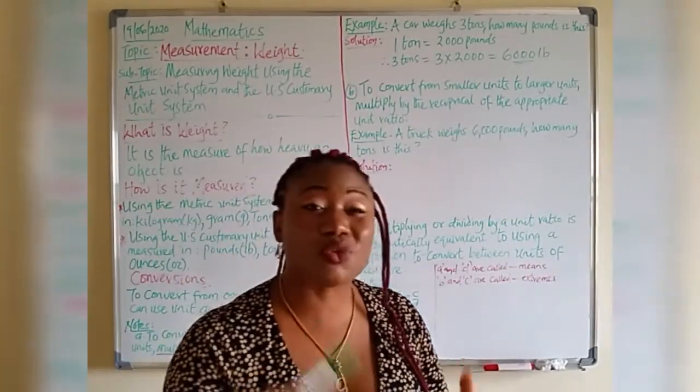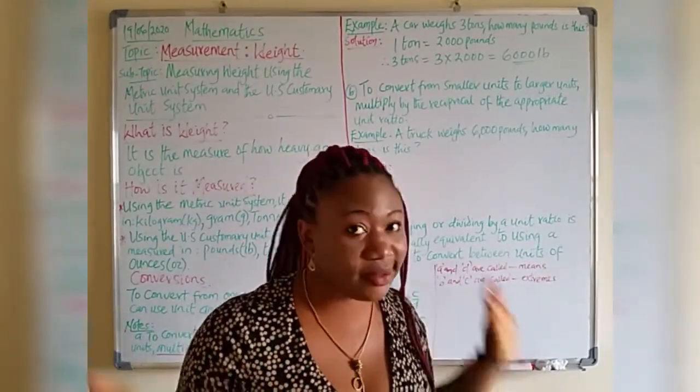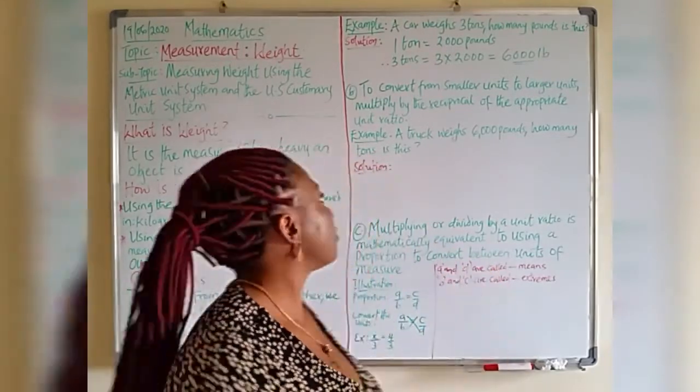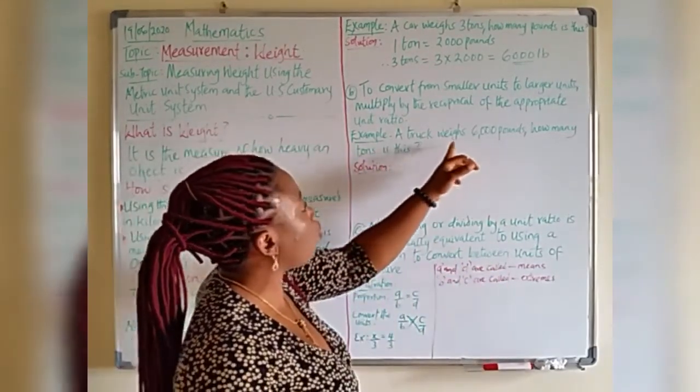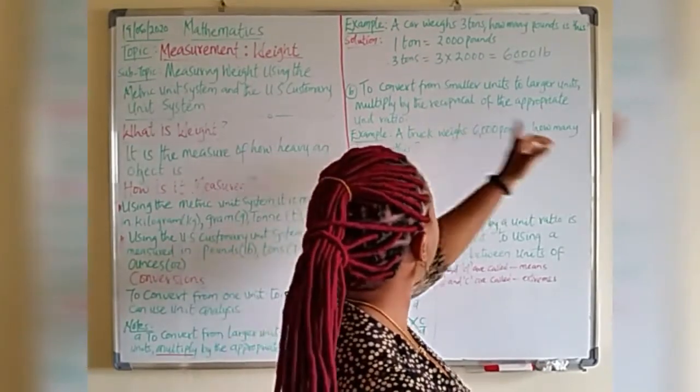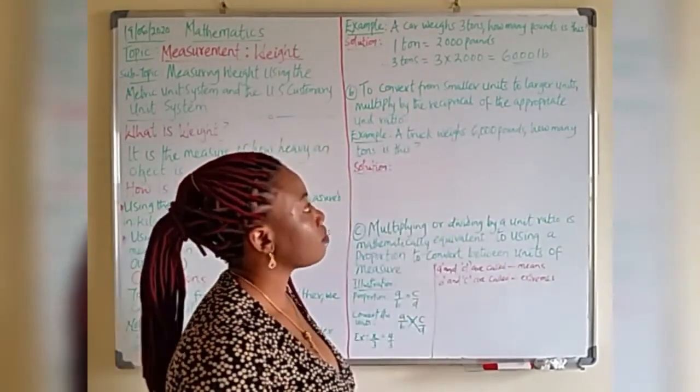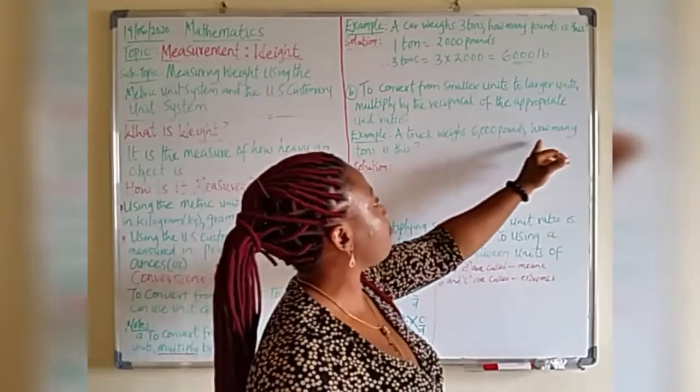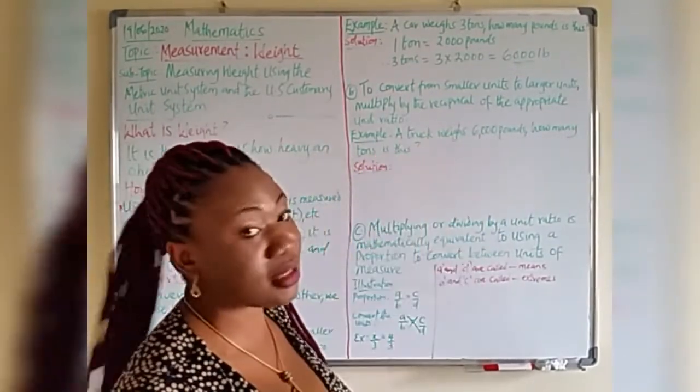Wherever you see reciprocal, just know that it's telling you to divide. It's that simple. Okay? Let's take the example. A truck weighs 6,000 pounds. How many tons is this?